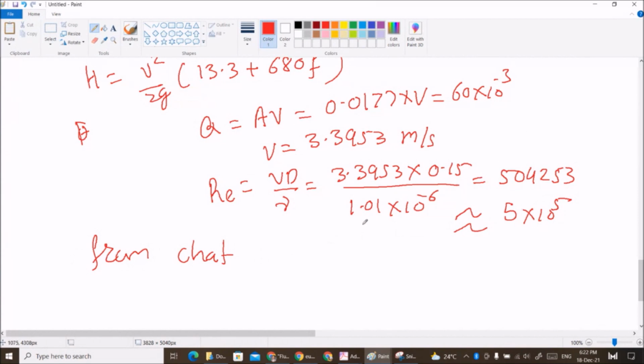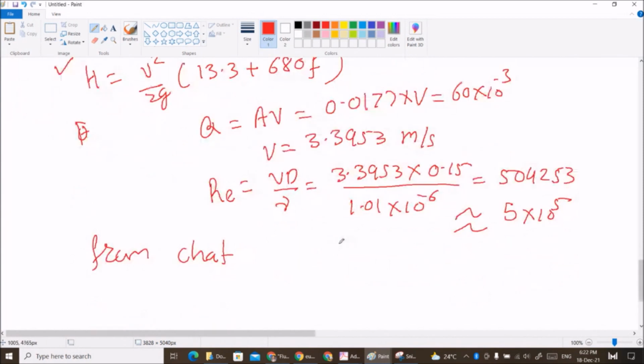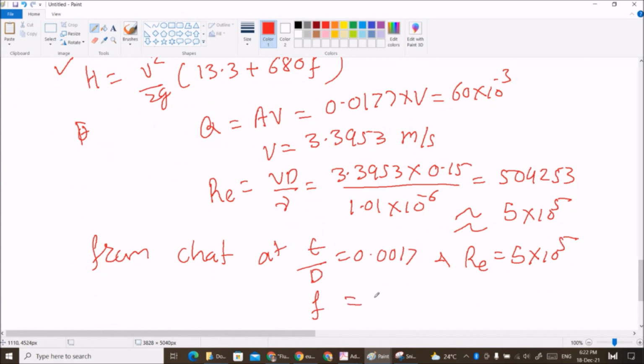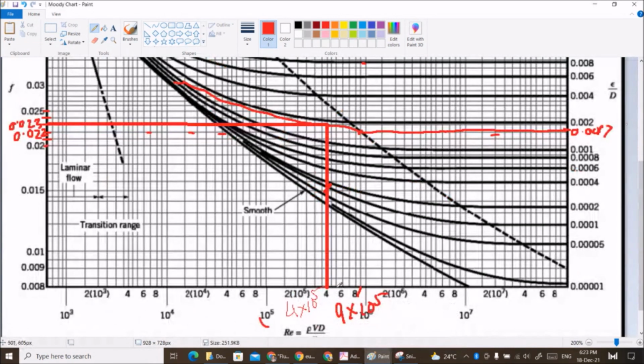See in this equation, we know velocity, but we don't know F and H. So F and H are unknown. So I know velocity, so I will use the chart now. From the chart, at epsilon by D equal to 0.0017 and Reynolds number equal to 5 into 10 to the power 5, I will get F. So go to the chart, and Reynolds number is 5.